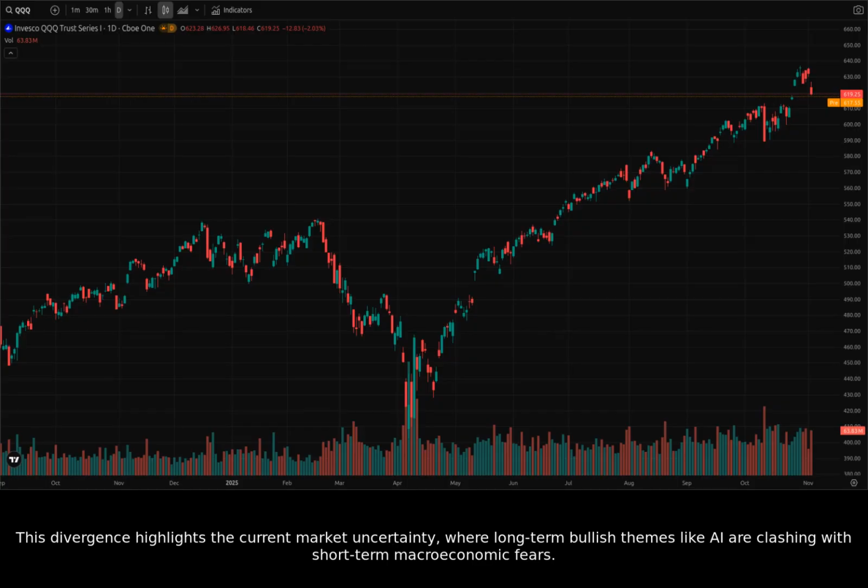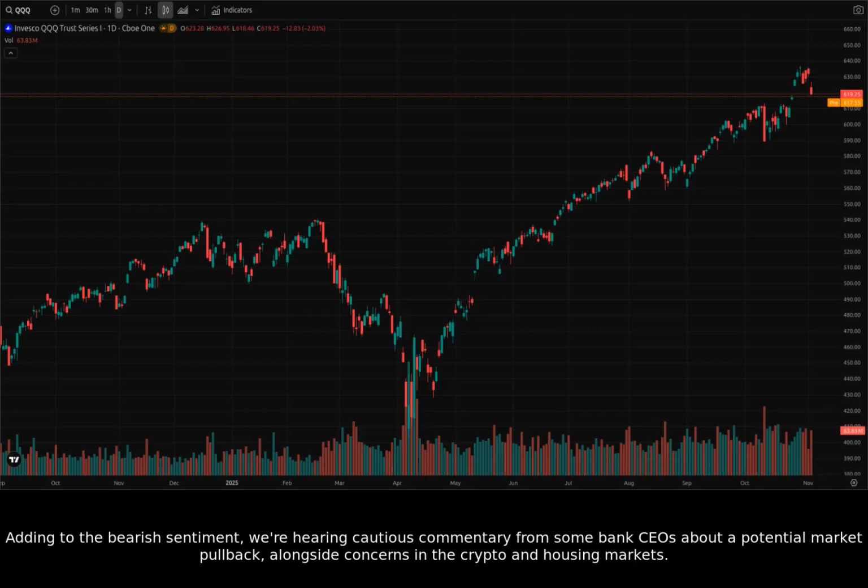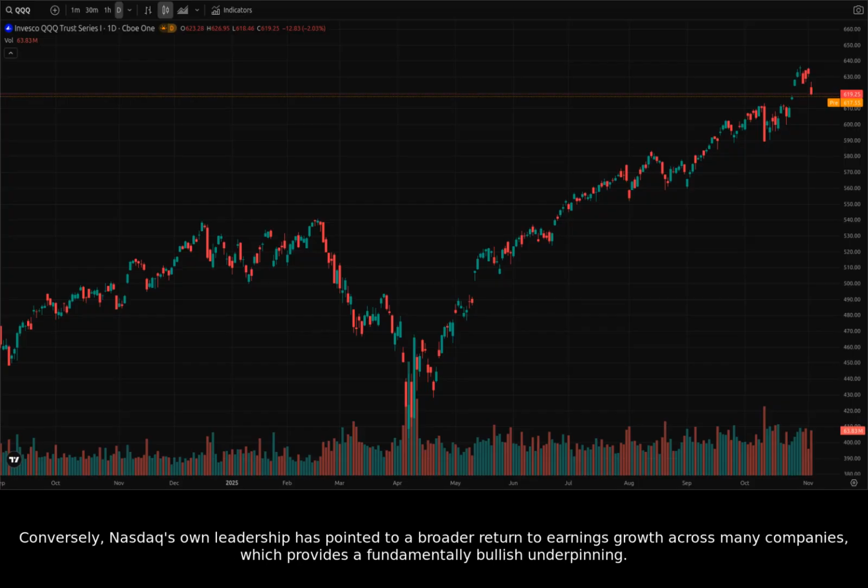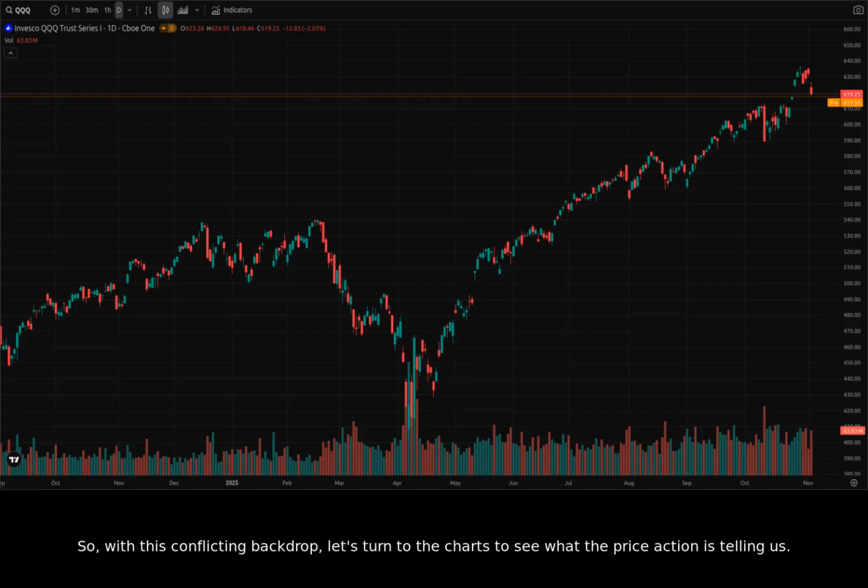This divergence highlights the current market uncertainty, where long-term bullish themes like AI are clashing with short-term macroeconomic fears. Adding to the bearish sentiment, we're hearing cautious commentary from some bank CEOs about a potential market pullback, alongside concerns in the crypto and housing markets. Conversely, Nasdaq's own leadership has pointed to a broader return to earnings growth across many companies, which provides a fundamentally bullish underpinning. So, with this conflicting backdrop, let's turn to the charts to see what the price action is telling us.